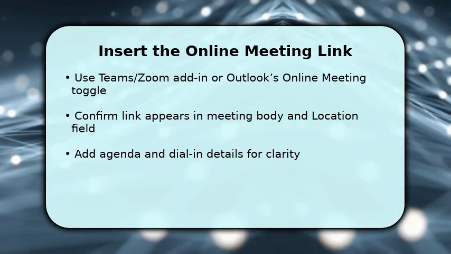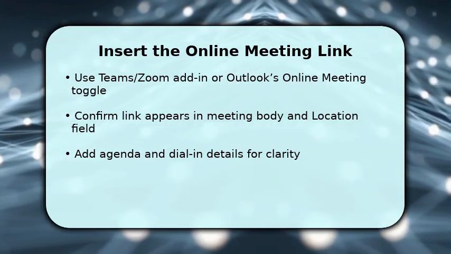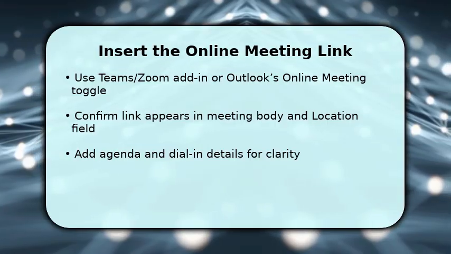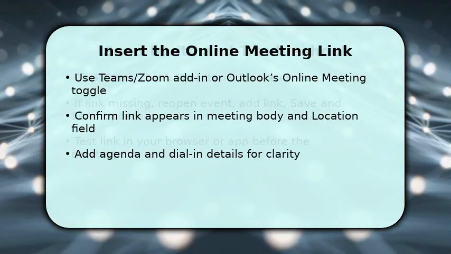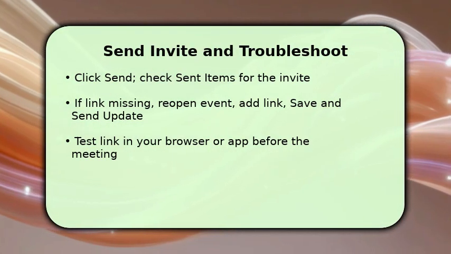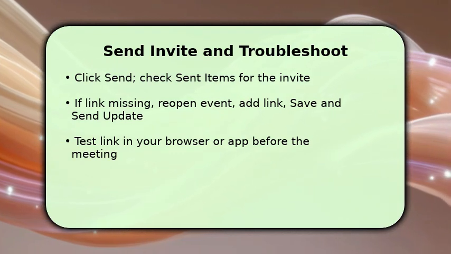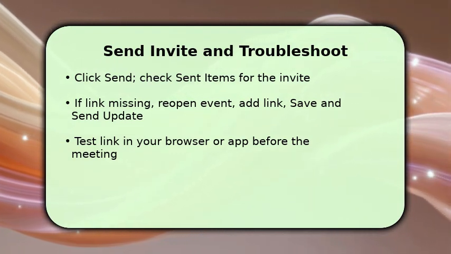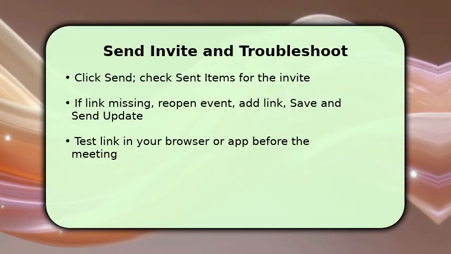Make sure to check the meeting options or settings to control presenters and lobby behavior before sending. You finish by clicking Send, so Outlook delivers the invite and link to attendees. Confirm it landed in Sent Items to verify distribution.